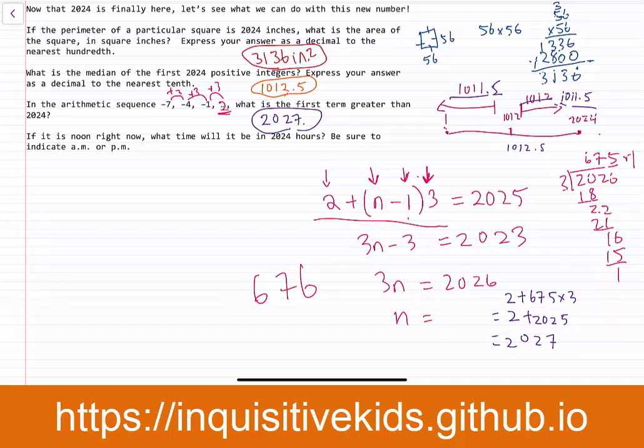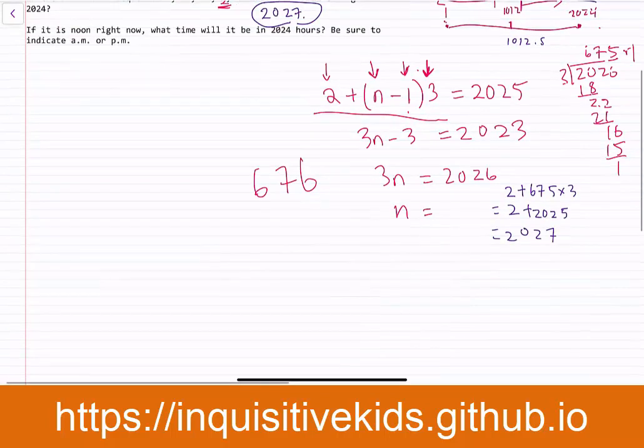Now here's our last problem. If it is noon right now, what time will it be in 2024 hours? Be sure to indicate AM or PM. It's better to use the military clock time. So the military clock time goes all the way up to 24. So after you pass noon, which is 12 o'clock, it becomes 13 o'clock, 14 o'clock, and so on until 24 o'clock. So if it's noon right now, then right now it's 12 o'clock.